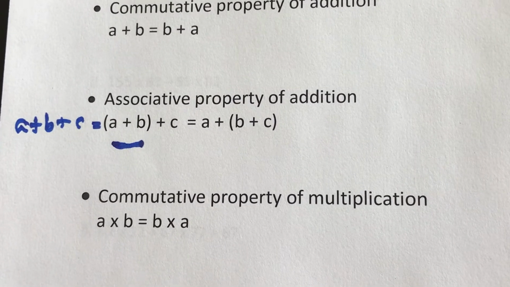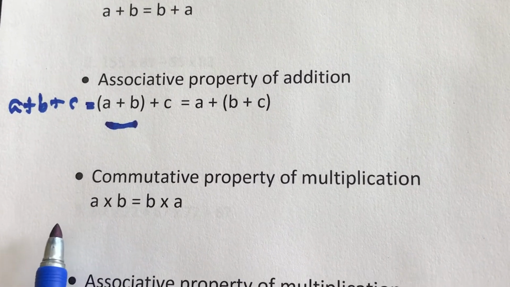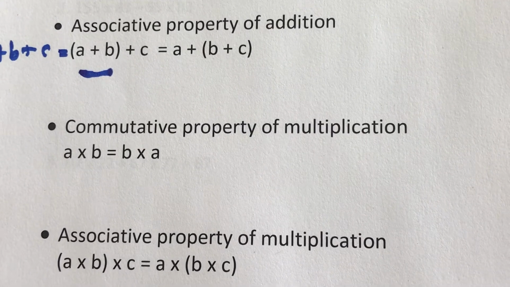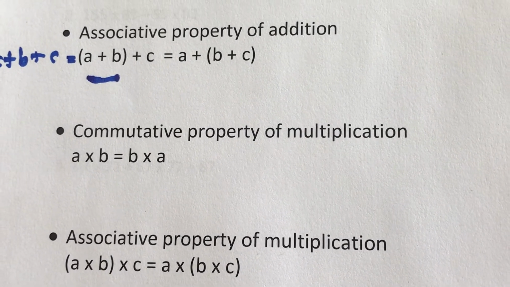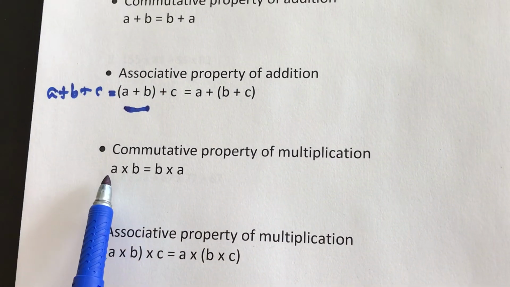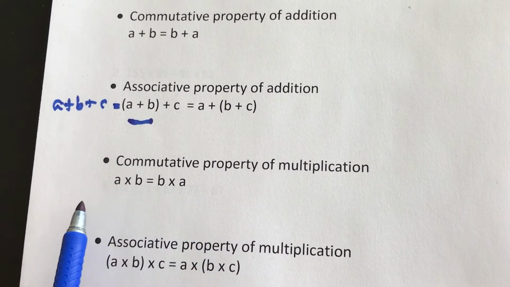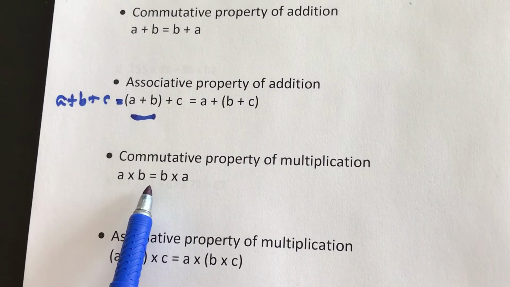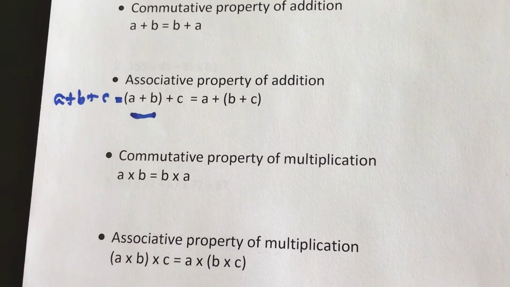make your calculation easier. The next property is the commutative property of multiplication. This is simply the same as the addition that we have just seen. It doesn't matter whether a is out front or b is out front. A multiplied by b is the same as b multiplied by a.